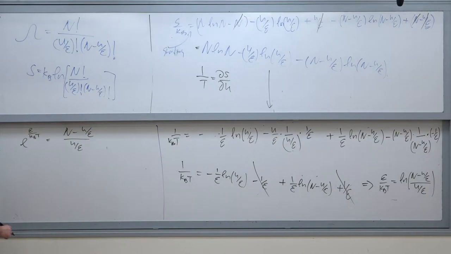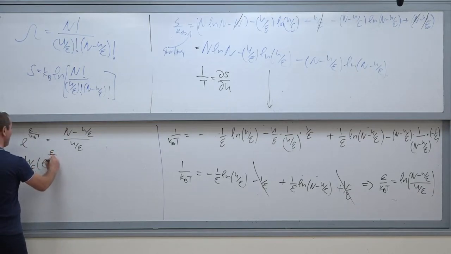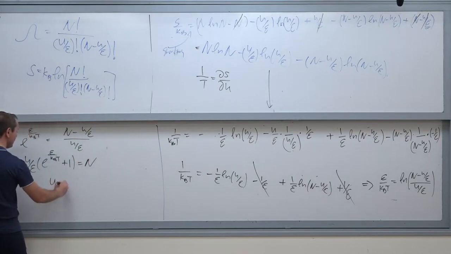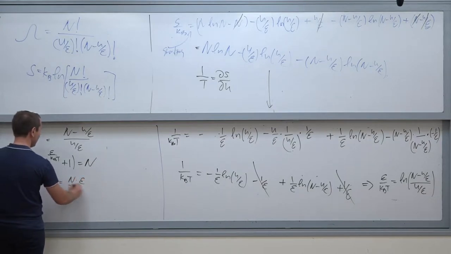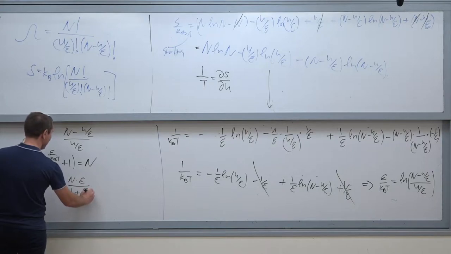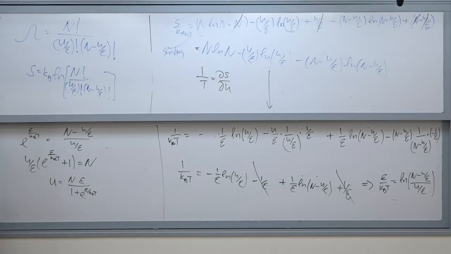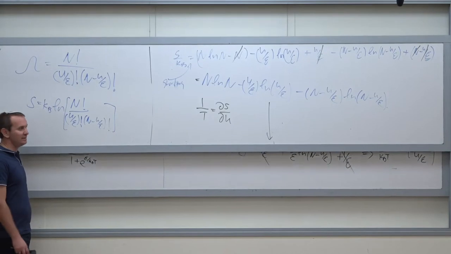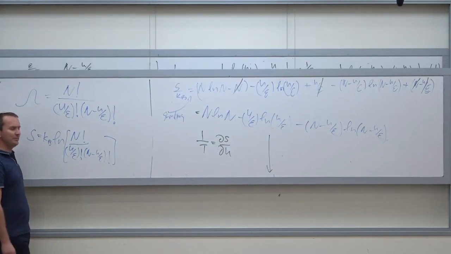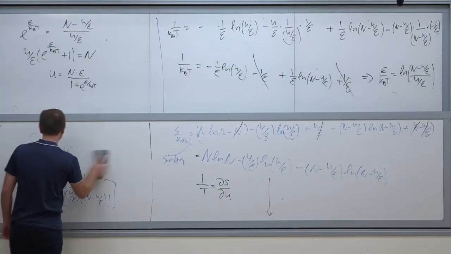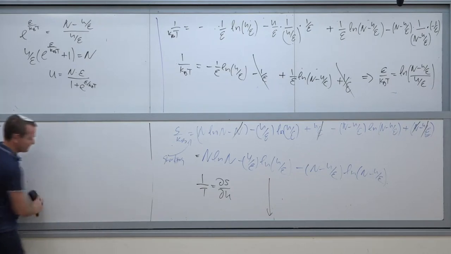Alright, so we multiply both sides by u divided by epsilon, we move it to the other side, and we have u divided by epsilon times (e to the epsilon over k Boltzmann T, plus 1) equals n, and we obtain that u equals n multiplied by epsilon divided by 1 plus e to the epsilon over k Boltzmann T. Okay. Nice. So we can obtain exactly as in the Einstein model, like here it's a little bit simpler. It's the same thing, the same way. We can obtain the definition of the energy.